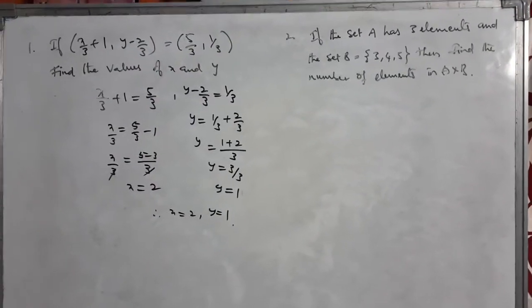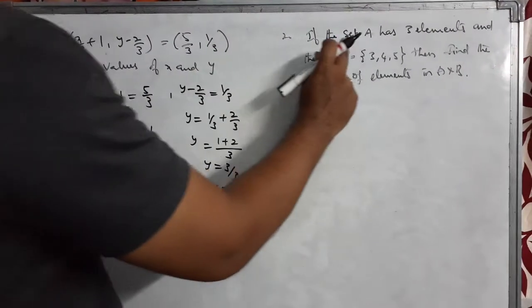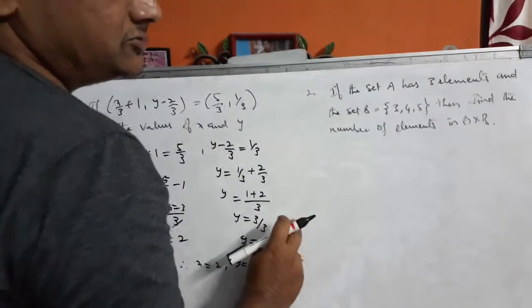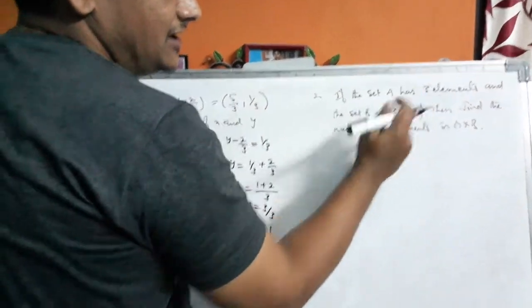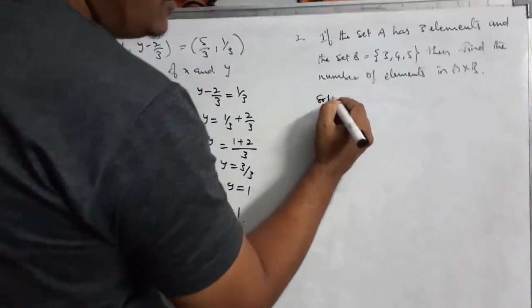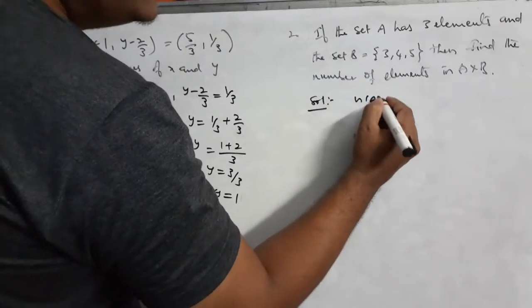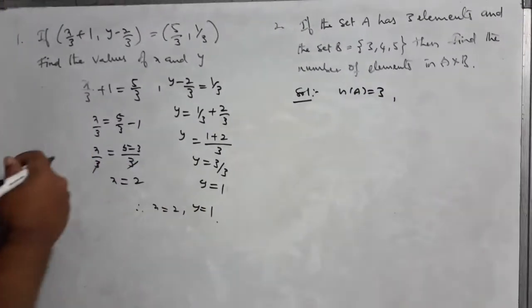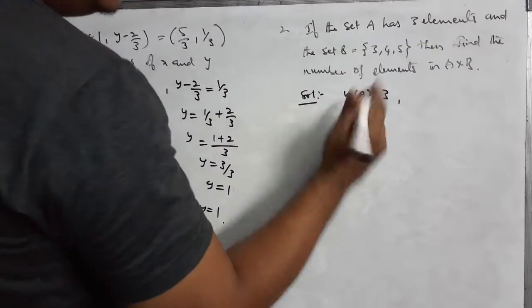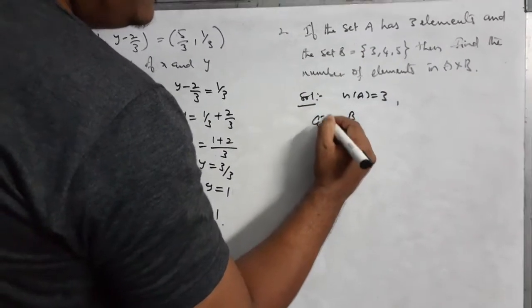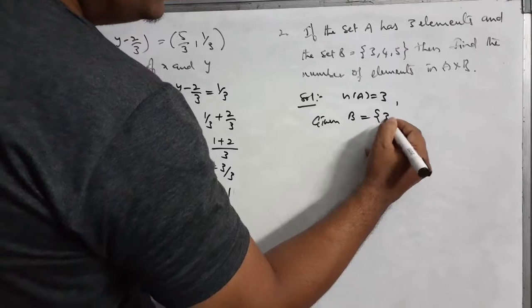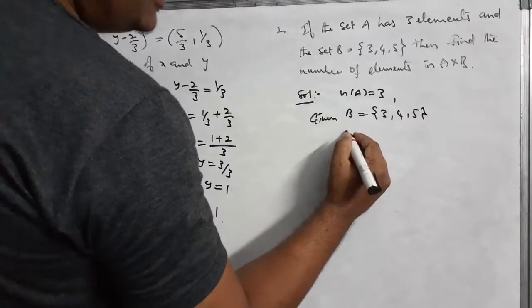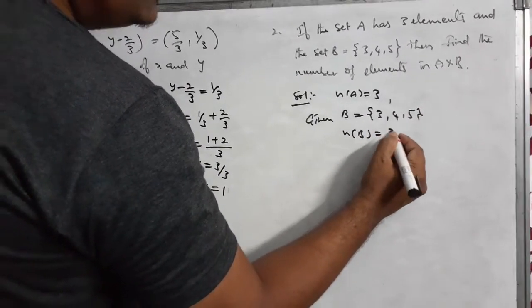Next, what is the second problem? If the set A has 3 elements, from this we can write it as n(A) is equal to 3. Next, the set B is given as B equals {3, 4, 5}. So that means n(B) is equal to 3.